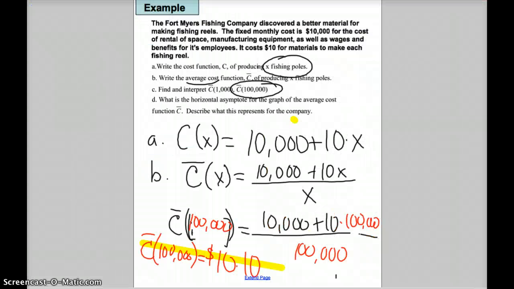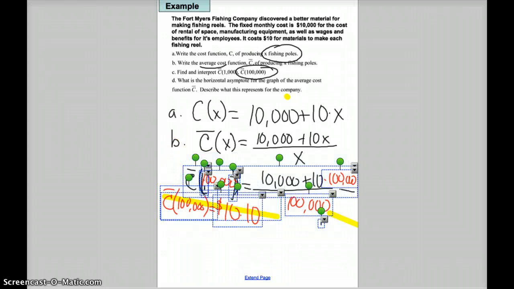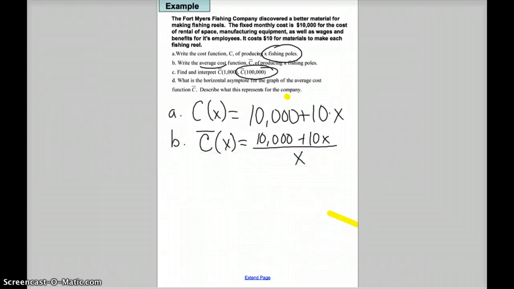So what about the final question? What is the horizontal asymptote for the graph of the average cost? Describe what this represents for the company. So let's look back at the average cost function. Looking back at the average cost function that we see here, we want to look at the horizontal asymptote.